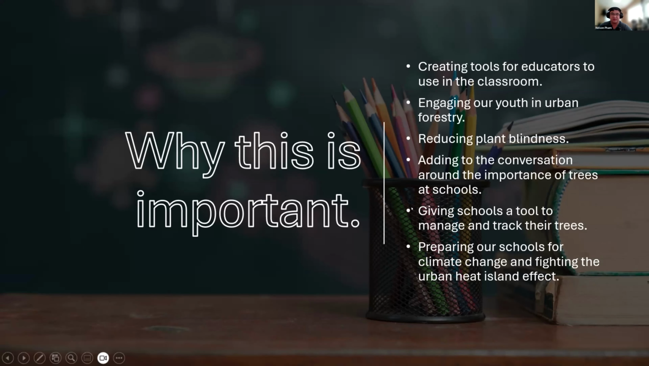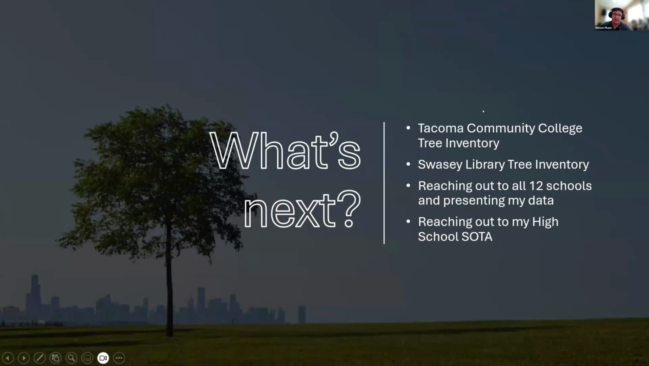And also preparing our schools for climate change. Schools can potentially use this data and argue for why they should have more trees planted or show where we can plant more trees. I plan on doing a Tacoma Community College tree inventory this upcoming fall quarter. And then also I'll be doing a Swayze Library tree inventory because I live right next there. And also be reaching out to all 12 schools and presenting my data. So each school will have a written report and also a Tableau map.